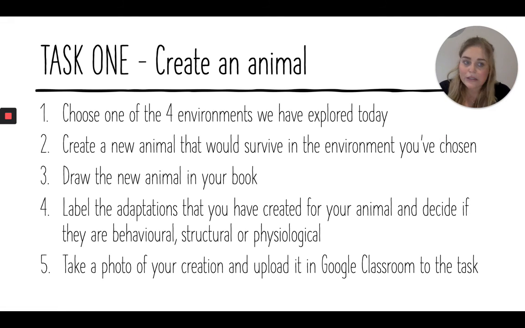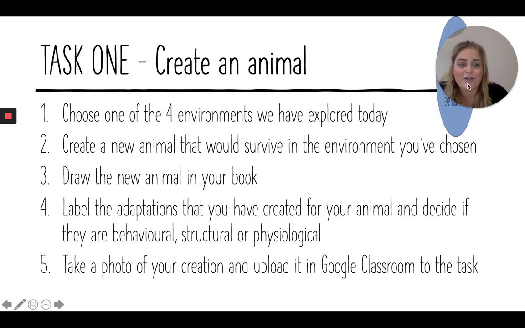So if you're choosing an Arctic animal and you're making it have a layer of blubber so it stays warm, you need to do a label to show me that's what it is. So label the adaptations that you've created and decide whether they would be behavioural, structural or physiological. And once you have finished that, you then need to upload your creation to Google Classroom to the task where it says create an animal. And that's your task for today.